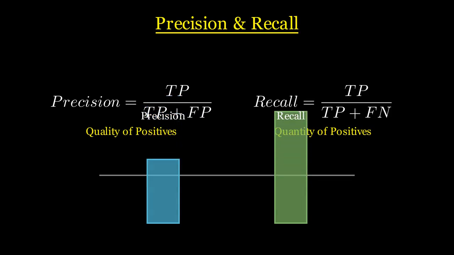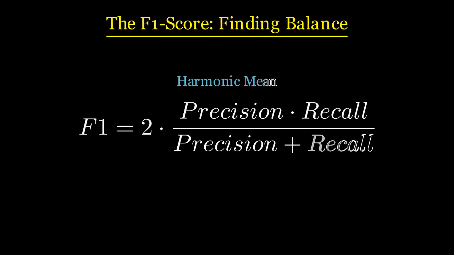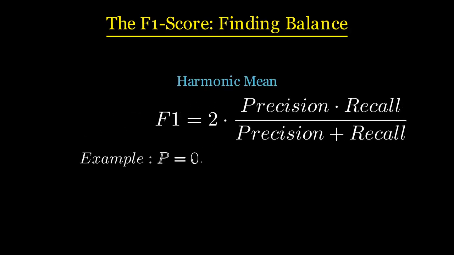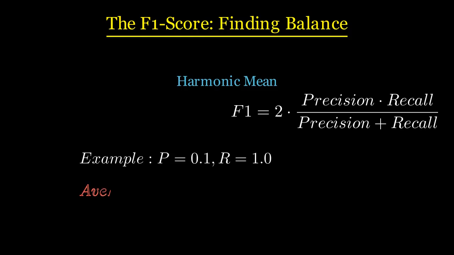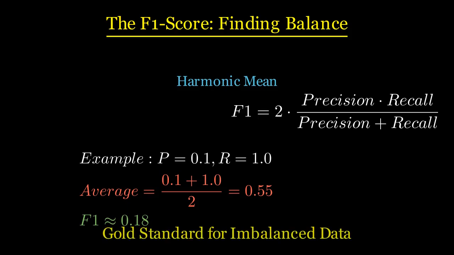Often, there is a tug-of-war between precision and recall. If you increase the sensitivity of your model to catch every possible case, you will inevitably trigger more false alarms, lowering your precision. To find a balance, we use the F1 score. Unlike a simple average, the F1 score is the harmonic mean of precision and recall. It punishes extreme values, meaning a model must perform well in both metrics to achieve a high F1 score. This is the gold standard for imbalanced classification.